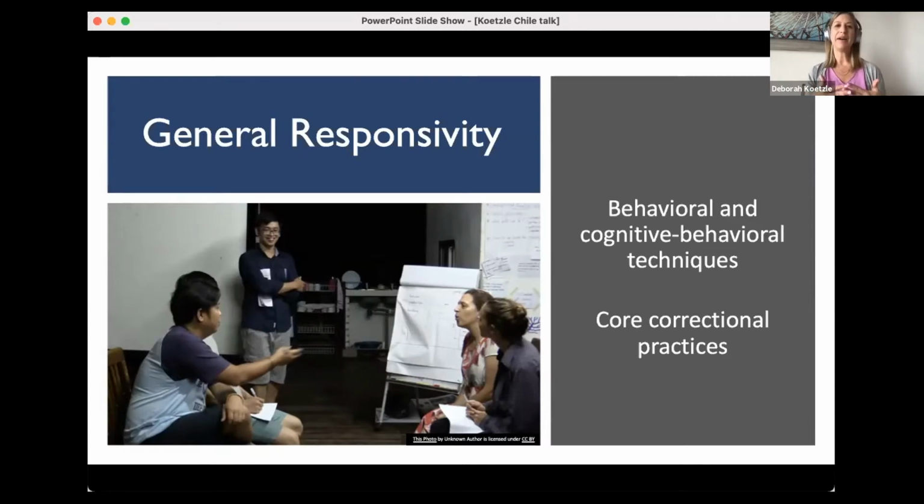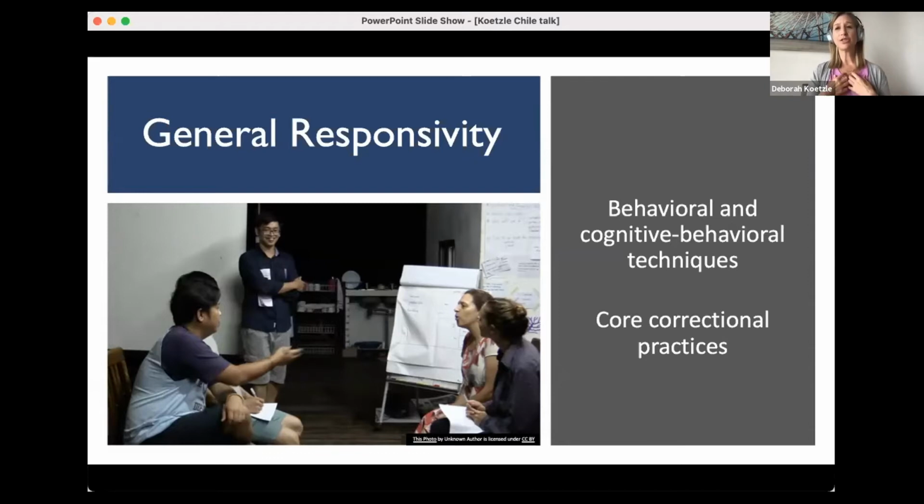It means teaching problem-solving skills so that youth are empowered to solve a problem or manage risky situations, those situations where they might be more likely to get into trouble again. Core correctional practices include the use of reinforcers and punishers to help shape behavior. It's not just punishment, right? But how do we reinforce new behaviors so that people are more likely to use those again?